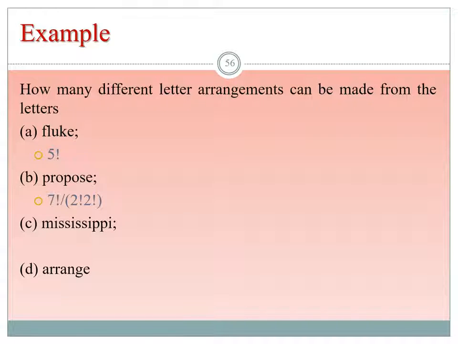And the third one, Mississippi. In this case, in total we have 11 letters, but S 4 times, I 4 times, and P 2 times. So 11 factorial divided by 4 factorial into 4 factorial into 2 factorial. And the fourth one, arrange: we have total 7 letters, so 7 factorial divided by 2 factorial into 2 factorial.